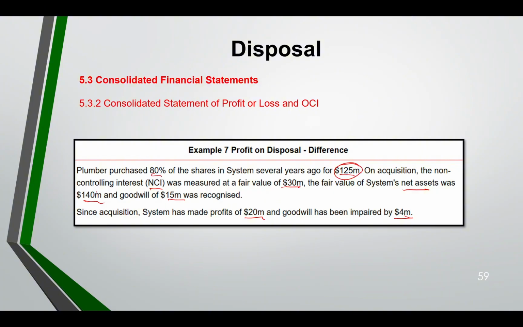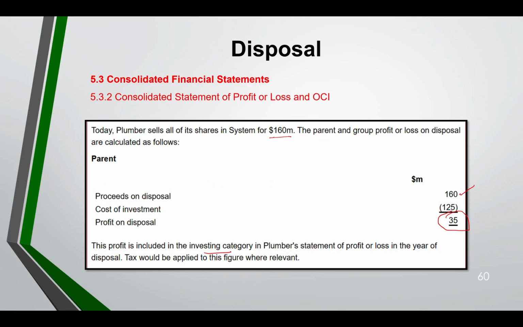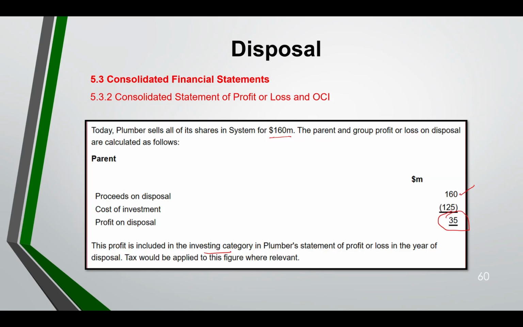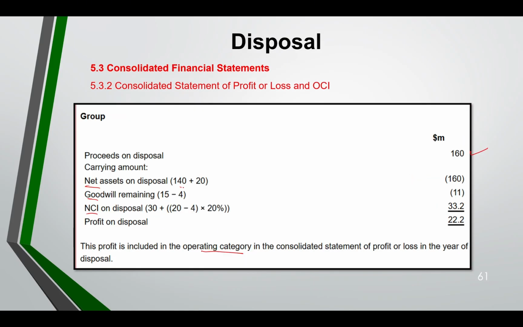Okay, now let us go to net asset. The net asset they told is 140. But with that 140, you have to see whether there are any changes or not. With that net asset, this profit will come, 20. You have to add that 20. Next, goodwill. Goodwill was 15, impairment was 4. And NCI. NCI fair value was 30.